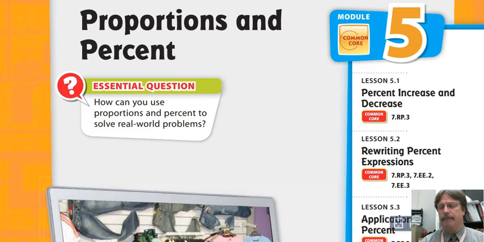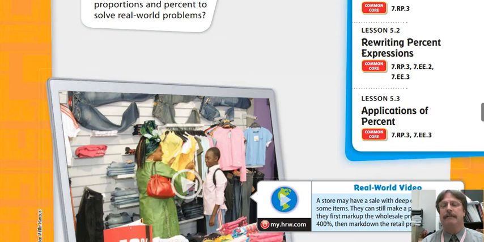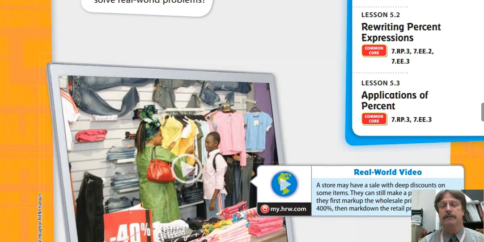So the module is broken down into 3 sections. Lesson 5.1, percent increase and decrease. Lesson 5.2, rewriting percent expressions. And lesson 5.3, application percents. So inside this module, you're going to learn to solve problems involving percent increase, percent decrease, and percent of change. Solve markup and markdown problems and use percents to find sales tax, tips, total cost, and simple interest.